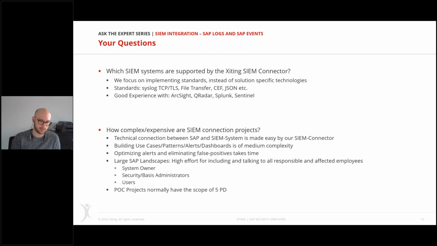Then there is another thing to do, and that is building the use cases or patterns or alerts and dashboards and so on. So this is on the SIEM side, and I would say this is of medium complexity. The SIEM team normally knows exactly what they need to build up on the SIEM side. But we as SAP experts have to tell the SIEM team what to search for, right? So this is a team effort. You or we and the SIEM teams have to work together to build this up.